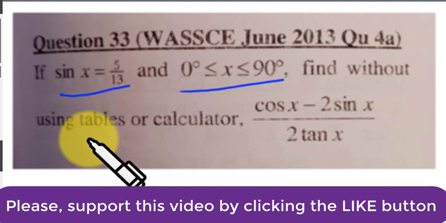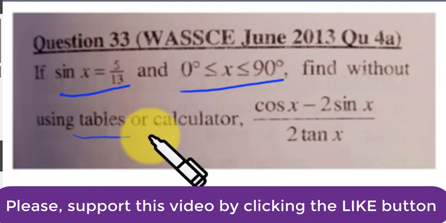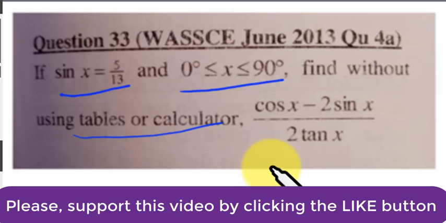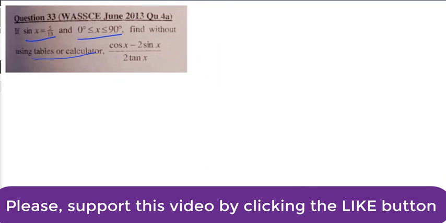And we are also told not to use tables or calculator, and that is to mean that we have to show work. But before I even begin to do this, I'm going to use the calculator to find the final answer, such that when I show work, I will be very sure that in the end I have the correct answer. So let me show you something. Before I even proceed, that is not part of the work. This is just to make sure that what I'm doing is correct.